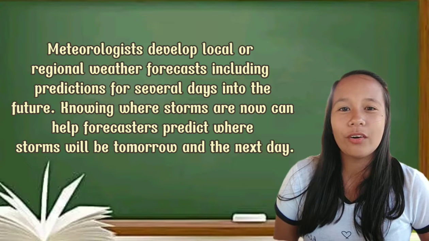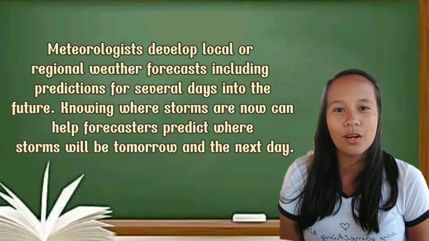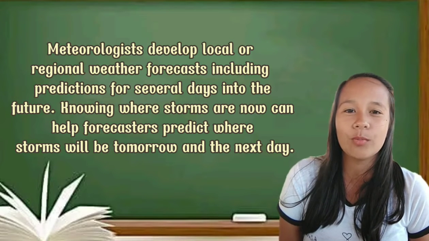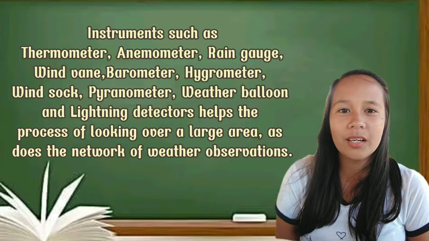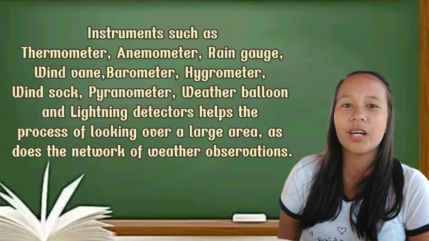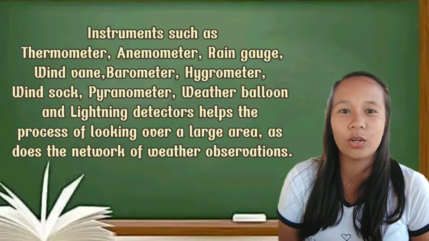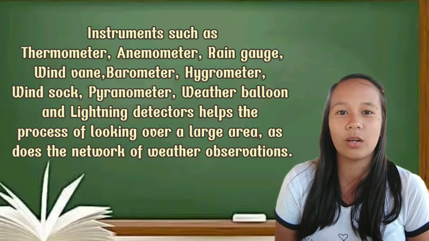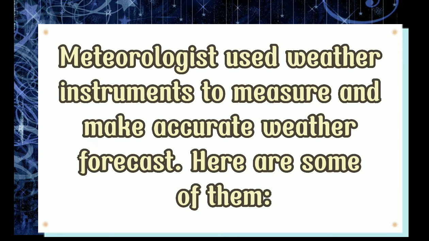Meteorologists develop local or regional weather forecasts, including predictions for several days into the future. Knowing where storms are now can help forecasters predict where storms will be tomorrow and the next day. Instruments such as thermometer, anemometer, rain gauge, wind vane, barometer, hygrometer, windsock, pyranometer, weather balloon, and lightning detectors help the process of looking over a large area, as does the network of weather observations. Meteorologists use weather instruments to measure and make accurate weather forecasts.